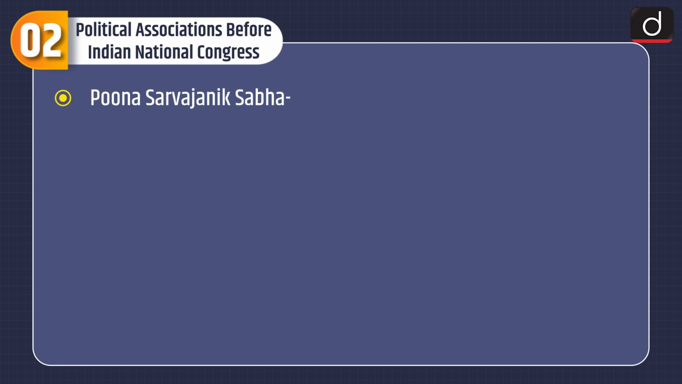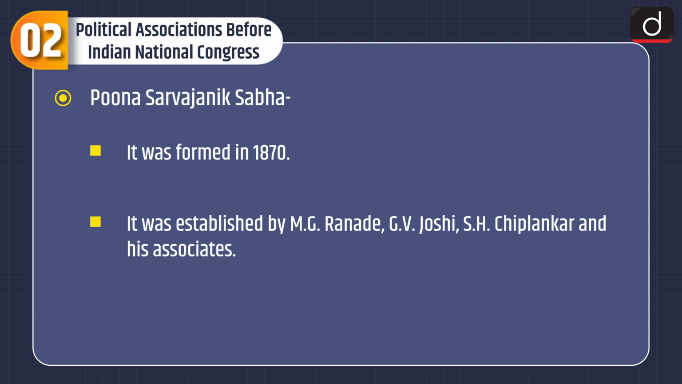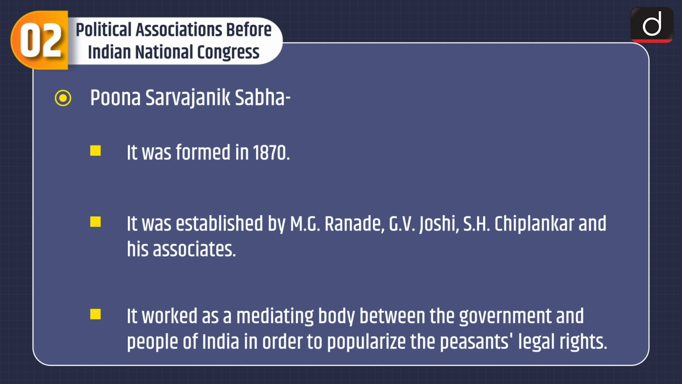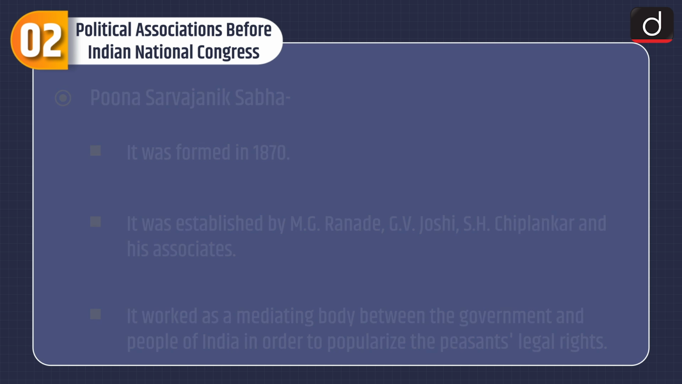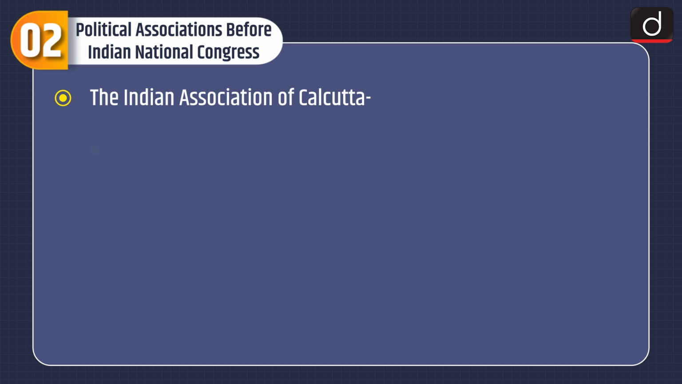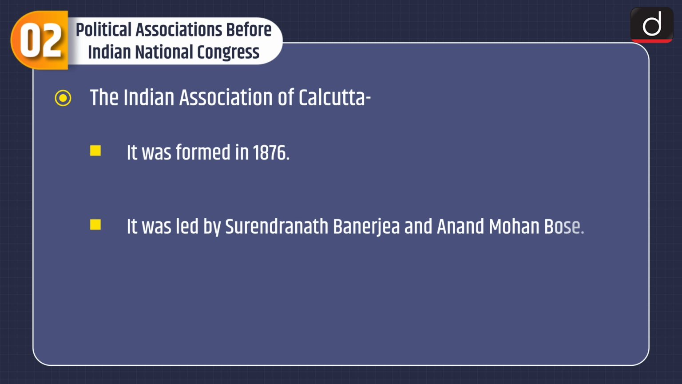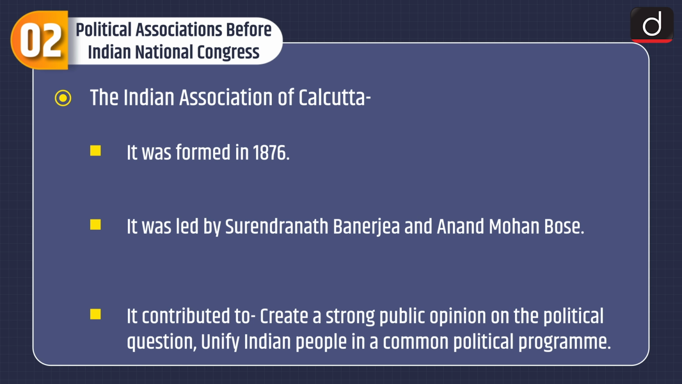Fourth is Pune Sarvajanik Sabha. It was formed in 1870. It was established by M.G. Ranade, G.V. Joshi, S.H. Chiplankar and his associates. It worked as a mediating body between the government and people of India in order to popularize the peasants' legal rights. Fifth is the India Association of Calcutta. It was formed in 1876. It was led by Surendranath Banerjee and Anand Mohan Bose. It contributed to create a strong public opinion on the political question, and unify Indian people in a common political program.